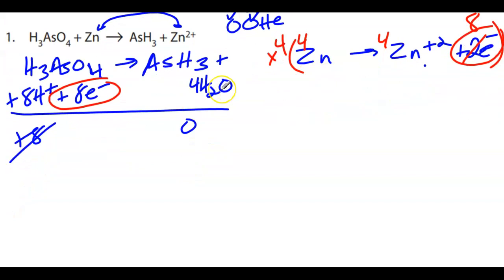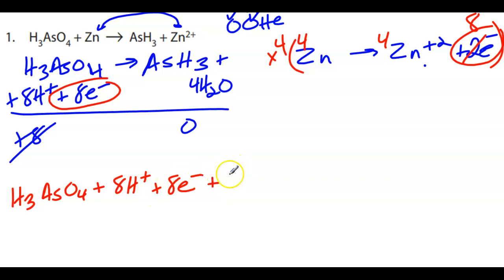Now we're going to add together those two. All of the reactants are going to be written out. So let's do our first reaction: H3AsO4 plus 8 hydrogens plus 8 electrons. And I'm going to write in all of the reactants on the other reaction as well, so 4 zinc. Basically, you're combining the two. Everything that's on the reactant side is going to go on one reactant side. Everything on the right-hand side, the product side, is going to go on one product side.